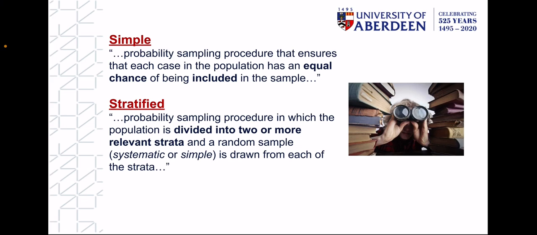Right, the next is what we call stratified sampling. When you hear stratified, you think of strata, putting something in strata. Stratified sampling is a type of sampling whereby you divide your population into two or more relevant and significant strata based on one or a number of particular attributes.